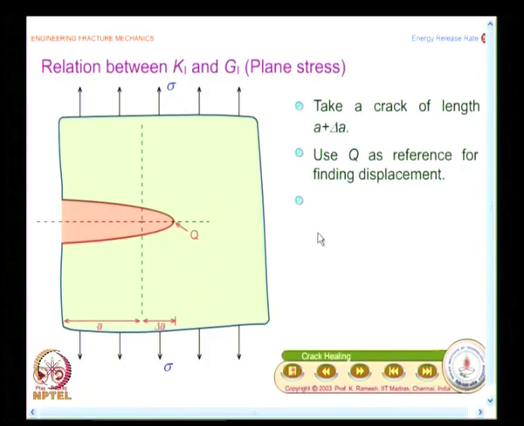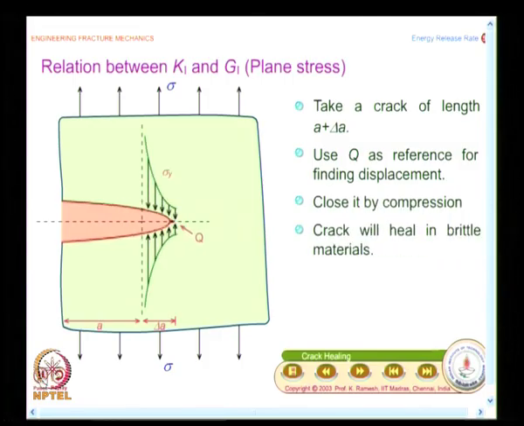Fine. Now, what I am going to do is, I am going to close the crack by compression. I am stopping the animation in between. So, when I close it by compression, the crack faces heal. It is all thought experiment. Physically, you cannot go and do it like this. So, mentally you can visualize this.